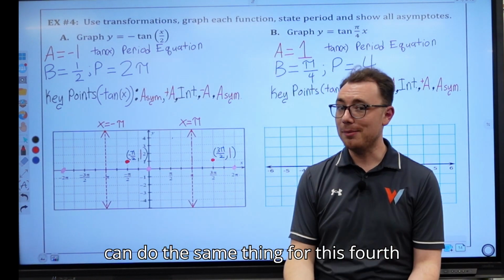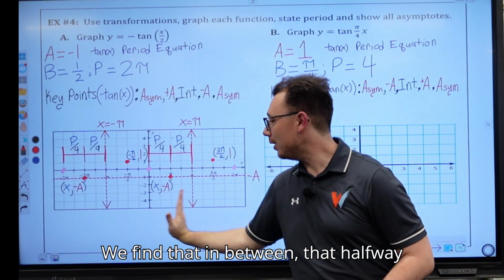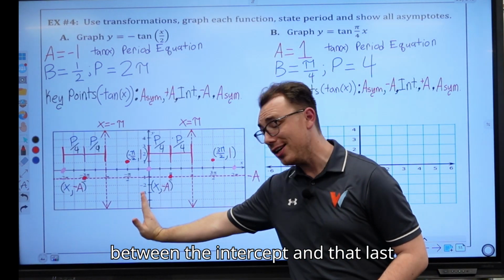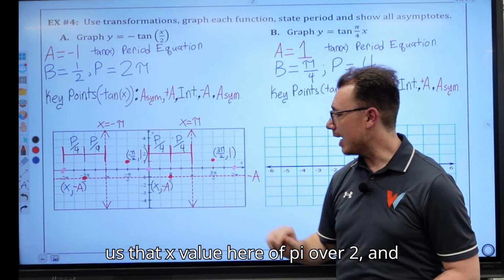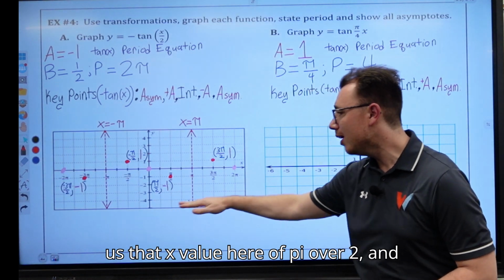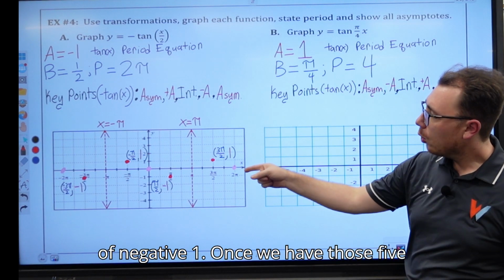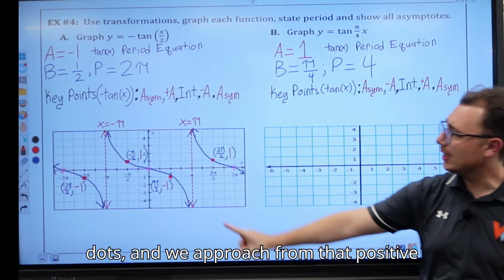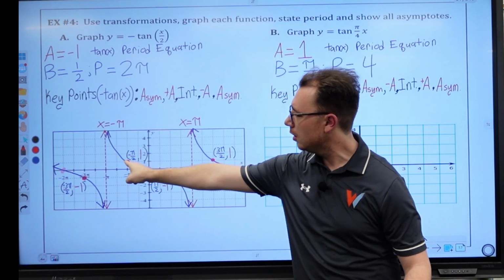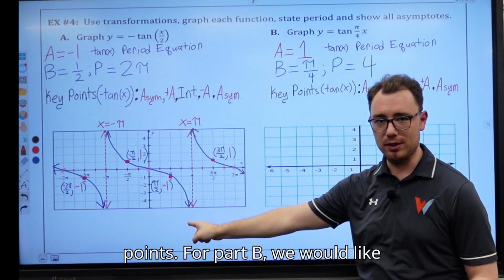We can do the same thing for this fourth point here. We find that halfway between the intercept and that last vertical asymptote, that's going to give us that x value here of pi over 2, and then we just grab that negative amplitude of -1. Once we have those 5 key points, we now just connect those dots and we approach from that positive to that first point and then go down to the negative passing through these points.